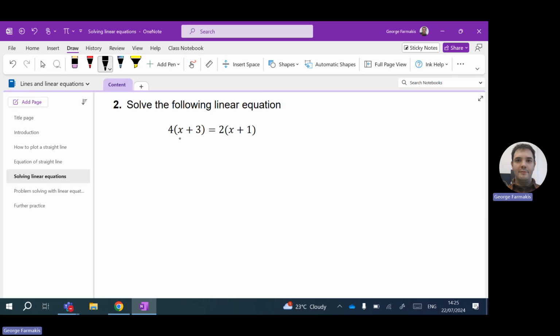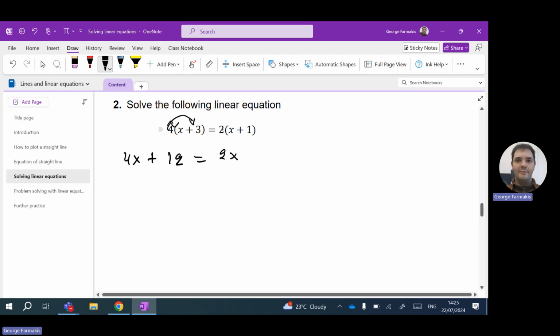We may have brackets on both sides. Again, we expand the brackets. So 4 with x, 4 with 3: 4x plus 4 times 3, this is 12, equals 4 times 2, 2 times x, this is 2x, 2 times 1, this is 2. Let's collect the constants first, to the right-hand side. So 4x plus 12 minus 12 equals 2x plus 2 minus 12.